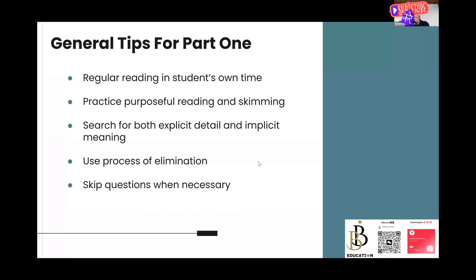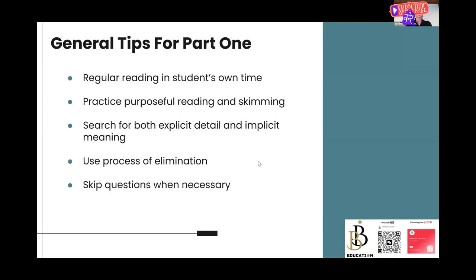So the first thing I want to say is that students should be regularly reading in their own time. I know it's really hard to make time for this, but it's really going to improve their vocab, their analytical skills, and their ability to read and process information quickly. The second thing I want to talk about is practicing purposeful reading and skimming.